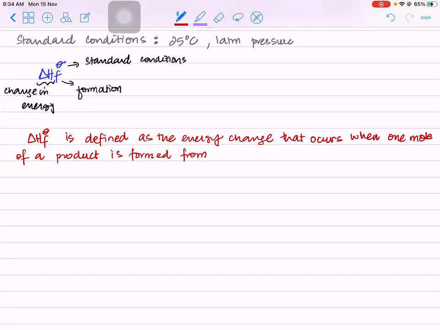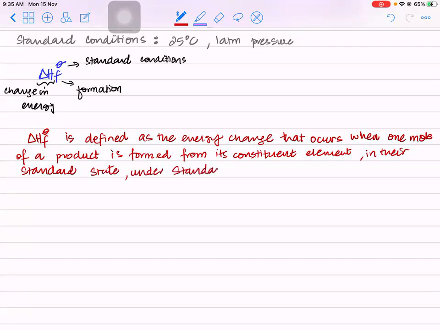It's pretty simple. So it is when 1 mole of product is formed from its constituent elements in their standard state under standard conditions. We call this what? Enthalpy change of formation. So what is enthalpy change of formation? When 1 mole of anything is formed from its constituent elements in their standard state under standard conditions.